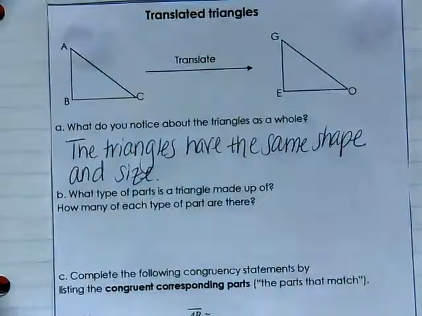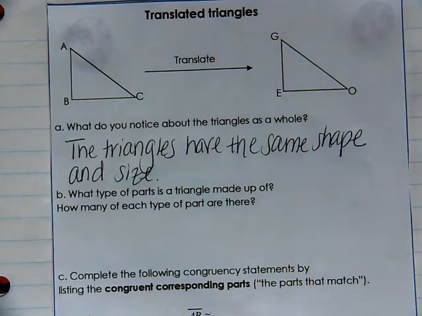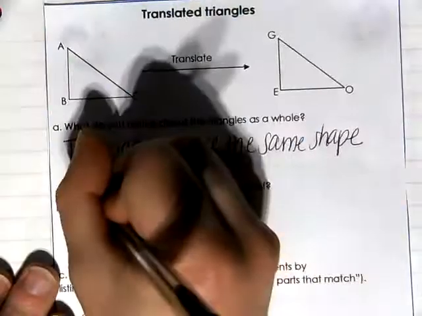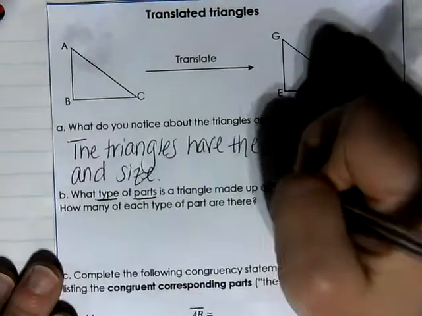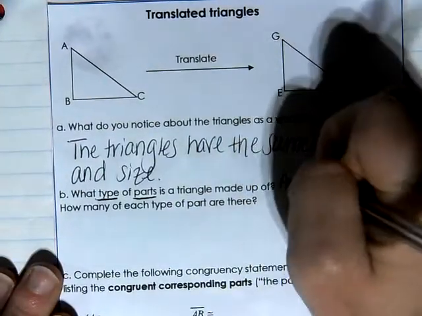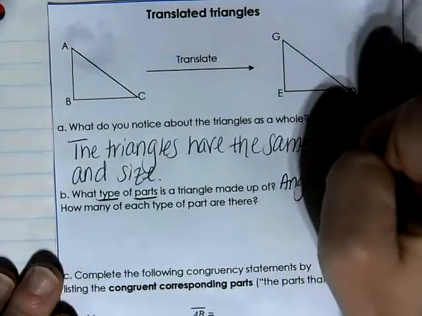So by the eye, you would say that they have to be congruent to each other. Now, the next one says, what type of parts is the triangle made up of? So if we're talking about types of parts, remember that parts are sides and angles. So it's made up of angles and sides.